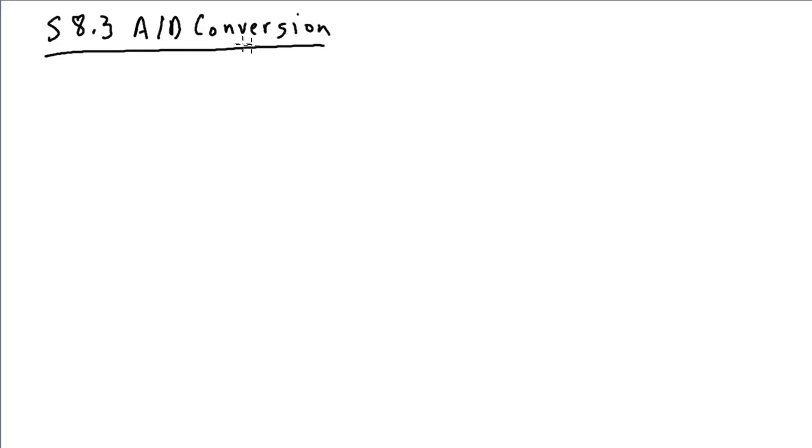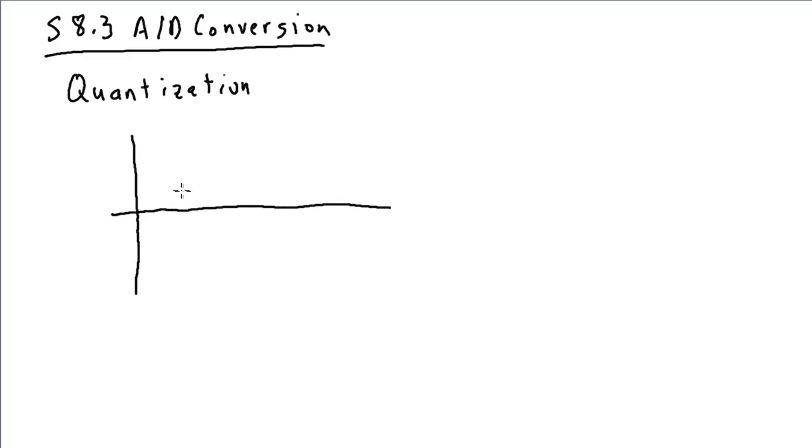The next step in the A to D conversion process is quantization. So this is the topic of section 8.3 in your textbook. Okay. So quantization. This is the step in which our analog sample values are converted into digital values. And so I'll try to illustrate with an example waveform here.